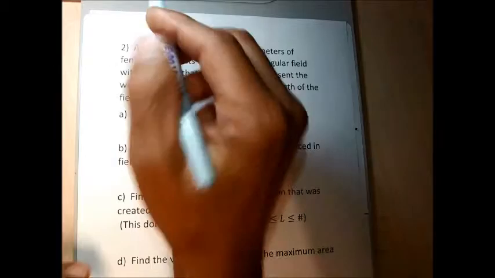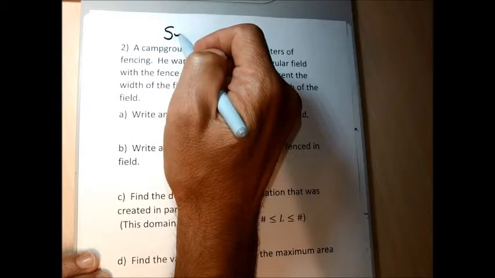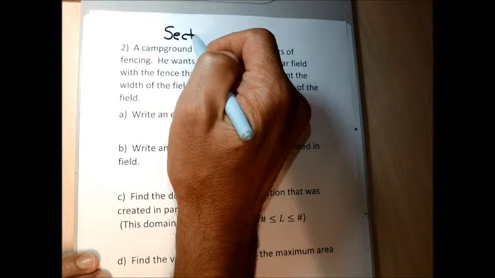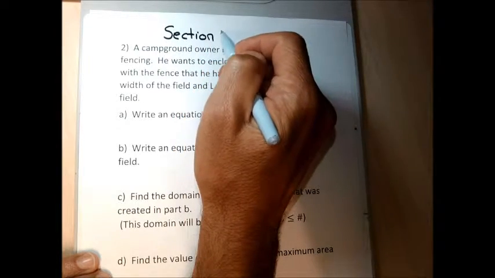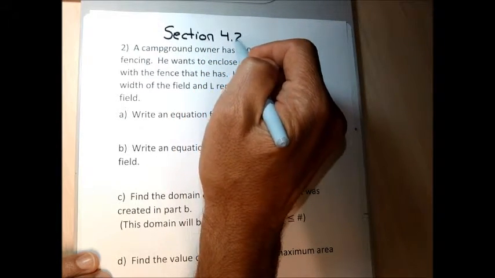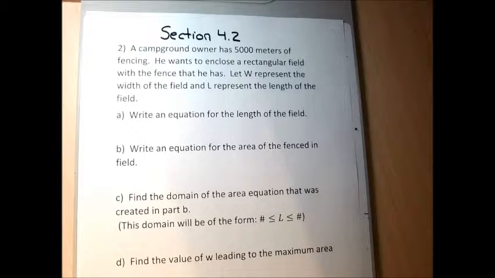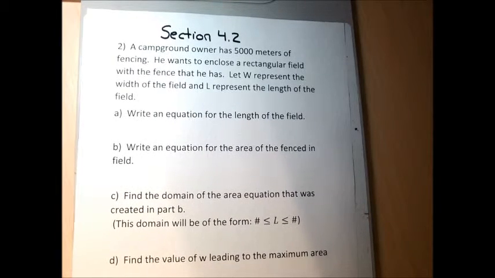Alright, so this is section 4.2. I think there's 3 word problem sections in chapter 4, and there's only 5 sections in chapter 4. So it's a heavy word problem chapter. And quite honestly, I think the word problems are the easiest part of the class. So if I do a decent job explaining these, they shouldn't be that bad.